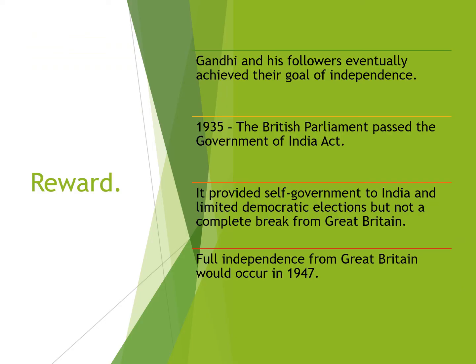Eventually, Gandhi and his followers would achieve their goal of independence. In 1935, the British Parliament passed the Government of India Act. This provided for self-government to India and limited democratic elections, but it was not a complete break from Great Britain. It did still have some control in India, but full independence from Great Britain would occur in 1947.